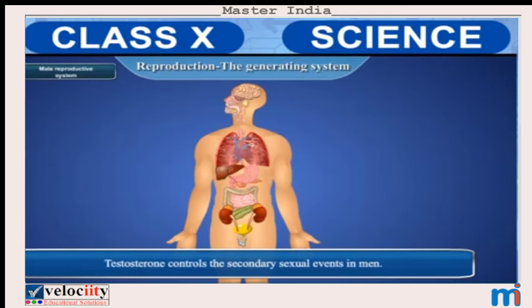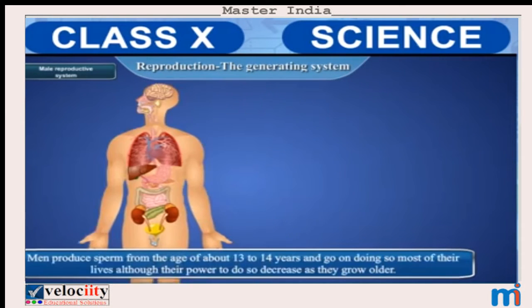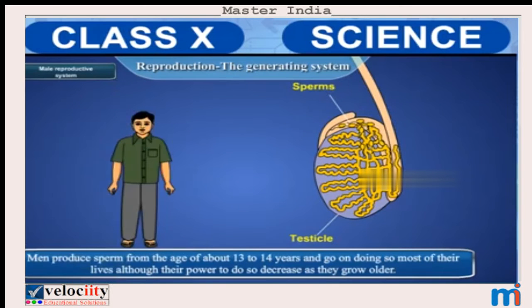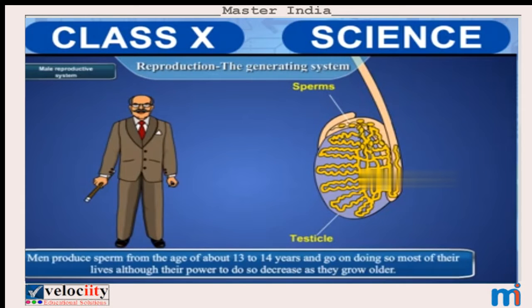Testosterone controls the secondary sexual events in men. Men produce sperm from the age of about 13 to 14 years and go on doing so most of their lives, although their power to do so decreases as they grow older.